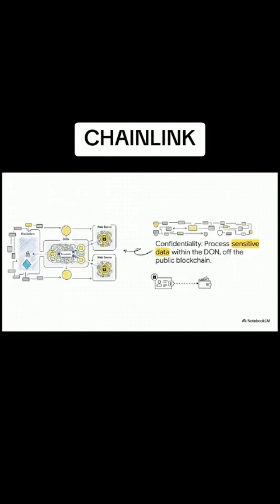Next, and this is absolutely huge, is confidentiality. Blockchains are public. Everything's out in the open, and that's a major roadblock for a lot of use cases. But with this setup, sensitive data can be processed privately inside the DON. Only the final output ever touches the public chain. The raw data itself is never exposed, which suddenly opens the door for things that need privacy, like decentralized ID systems or private business transactions.